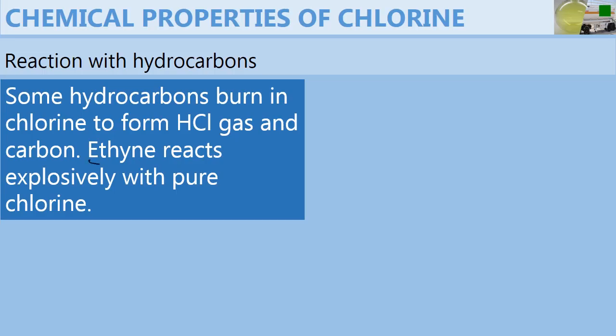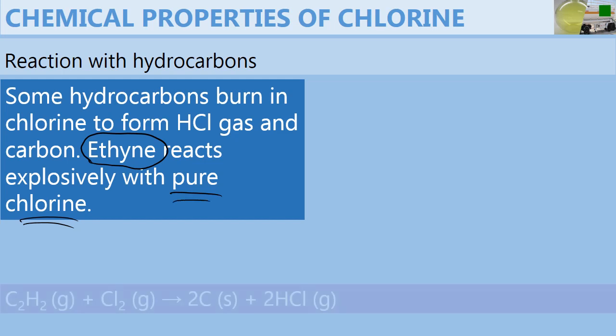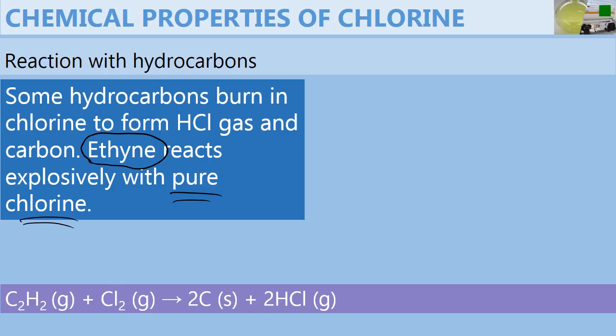Ethane, which is a hydrocarbon, reacts explosively with pure chlorine. Remember, it must be pure chlorine. In the following reaction, ethane, which is written like this, reacts with chlorine to form carbon, and hydrogen chloride gas is liberated.